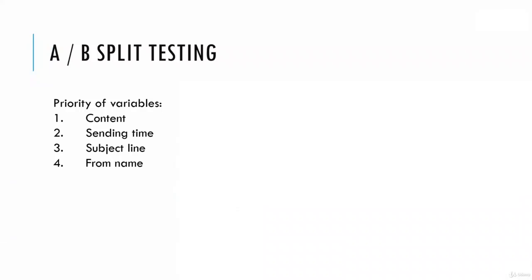So from my past experience, the priority of variables are as follows. Number 1, content. That's my favorite thing to split test because I can really determine what design, what images, what buttons get a better click-through rate? Next is sending time. I like to do these tests right away so I can determine when my audience is most active, what day of the week and what time. Then I really don't have to test it in the future. I can, but once you lock in a really good time, you can send all your emails on that day and time. Third is subject line, and then finally from name.